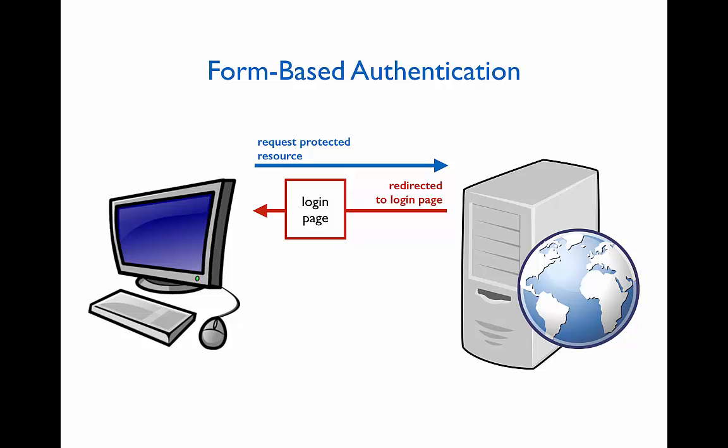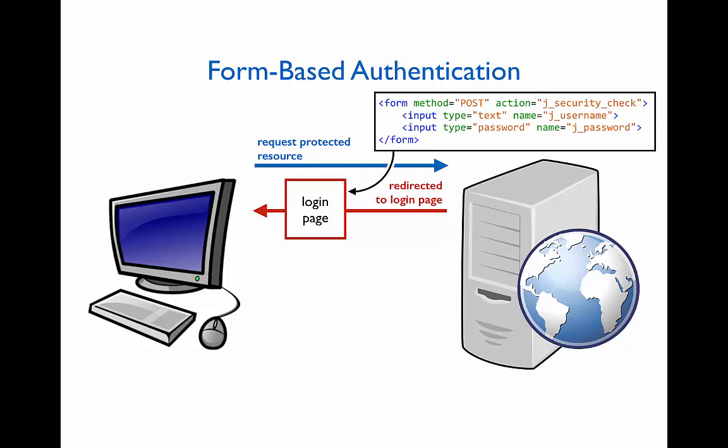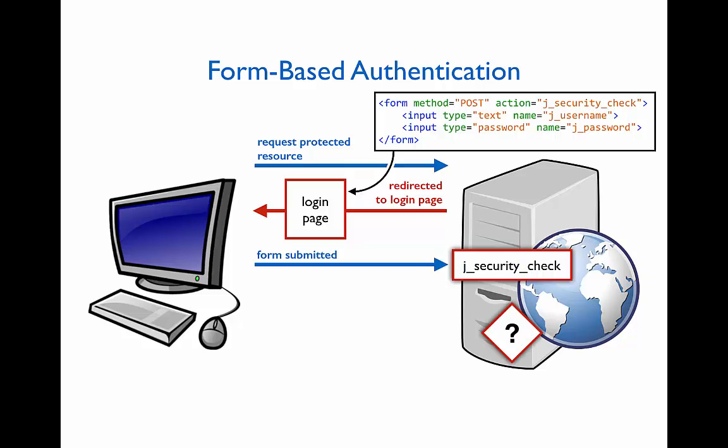Now, that form must fulfill very specific requirements. It should use a post method, and it must request the resource named j_security_check. It also must send the username and password using the parameters j_username and j_password. The client submits the form, and the j_security_check resource looks up the j_username and j_password information in the appropriate realm, and it decides whether the user can be permitted to see the originally requested resource.